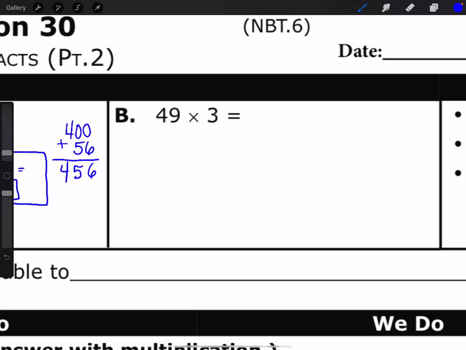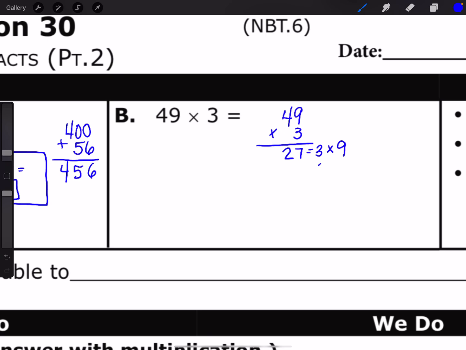49 times 3. Let's go ahead and do it the partial product way. We're going to do the biggest number first, which is 49 times 3. Our first thing we're going to do is 3 times 9. Well, I know that 3 times 10 is 30. If you take 1 three away, it's 27.